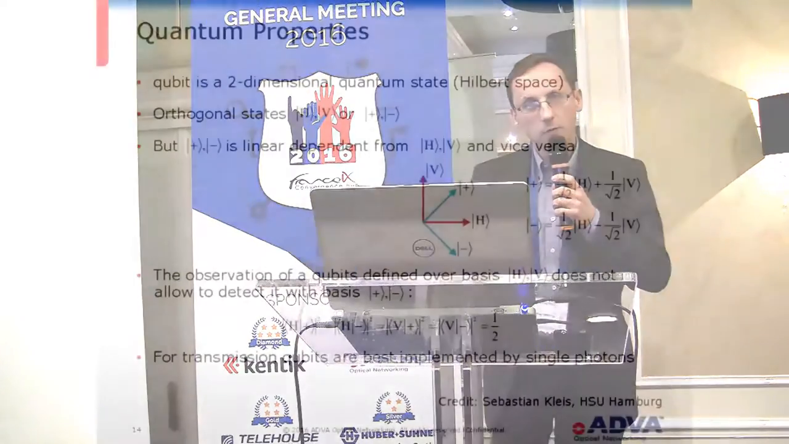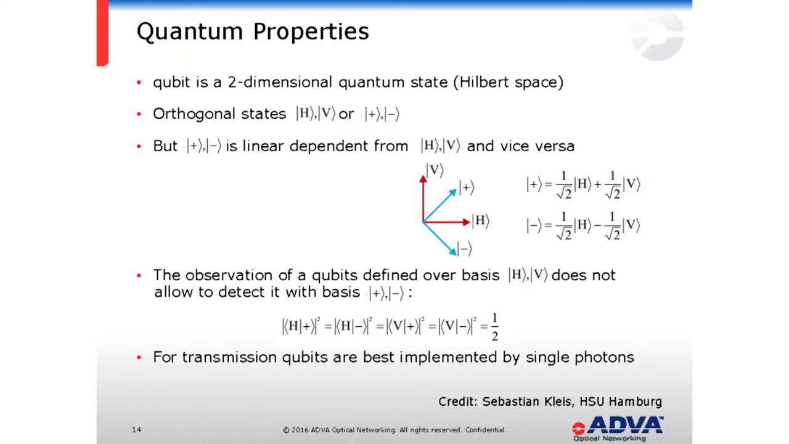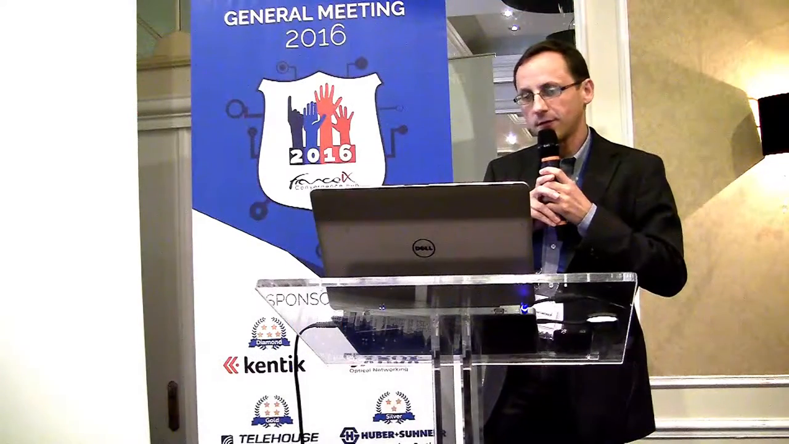You can see on the picture that you have two-dimensional and it's linearly dependent. And now the most important thing about this quantum key distribution is that if you observe a qubit that's defined over one basis, HV, and you detect it with a different basis, then the outcome will be basically random. That's indicated by that equation that shows the probability to detect a one or a zero with a different basis is essentially 0.5, so it's random.